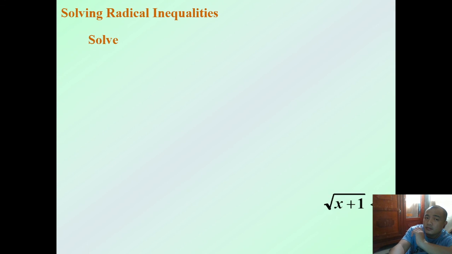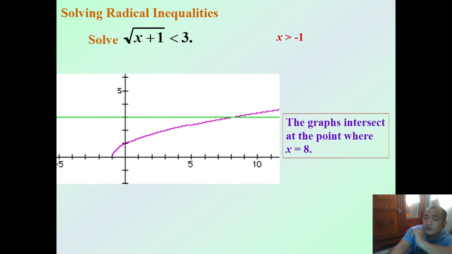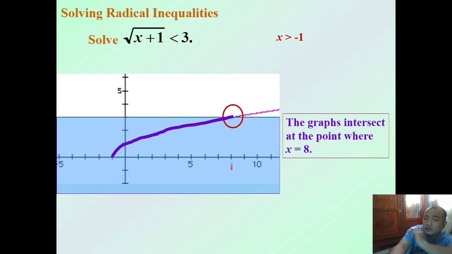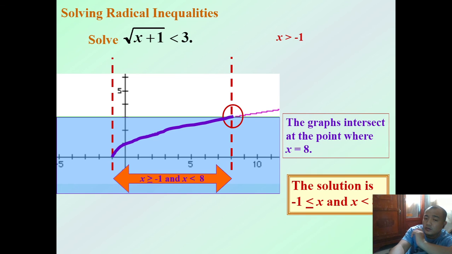Another one: the square root of x plus 1 less than 3. Okay, this is the graph. The graphs intersect at the point where x is equal to 8. So the solution is negative 1 less than or equal to x, and x is less than 8.